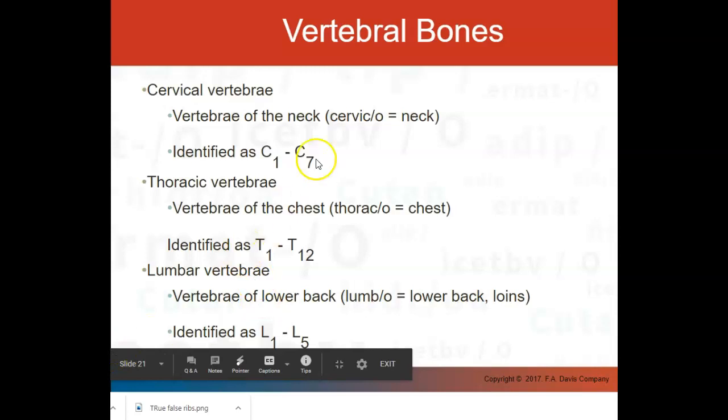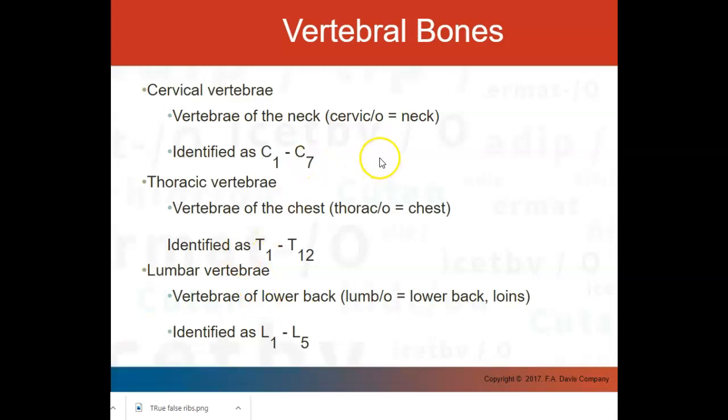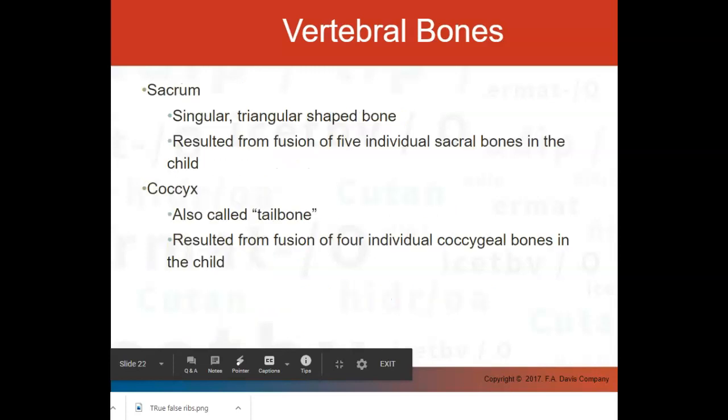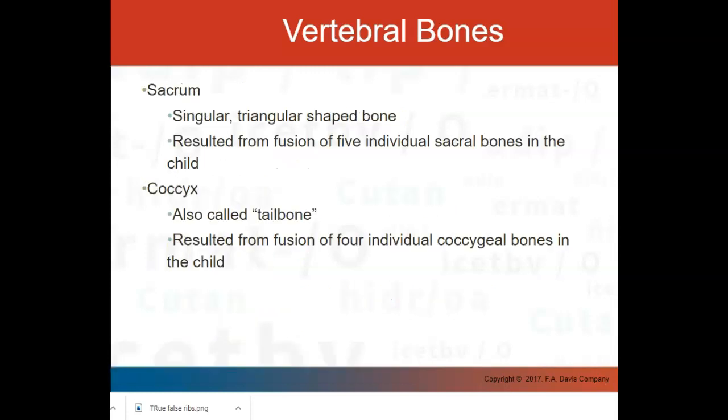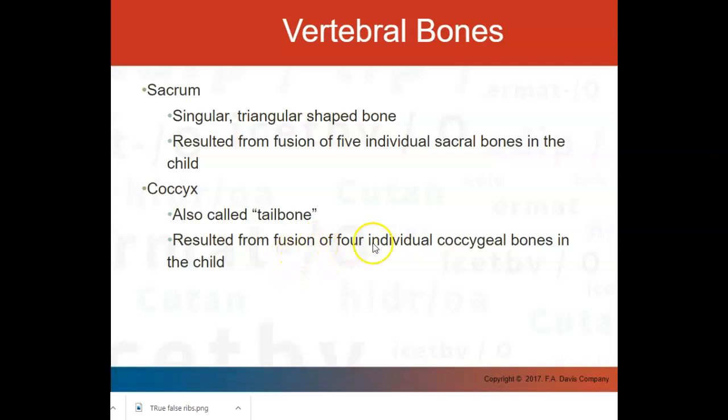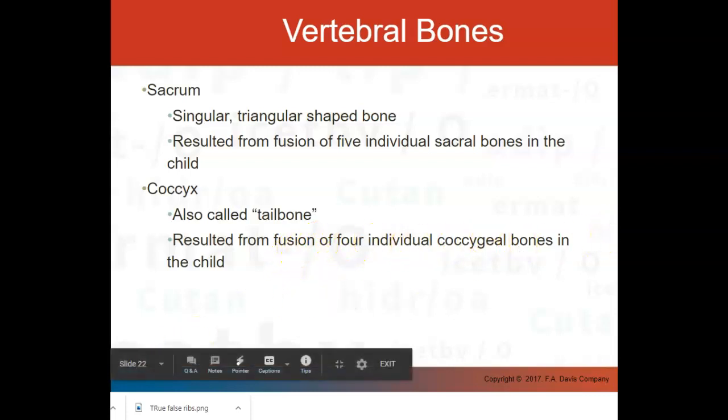So the cervical spine is identified as C1 through C7. Thoracic is identified as T1 through T12. Lumbar is identified as L1 through L5. The sacrum, a singular triangular-shaped bone, resulted from fusion of 5 individual sacral bones in the child. The coccyx, like I said, also called the tailbone, resulted from fusion of 4 individual coccygeal bones in the child.